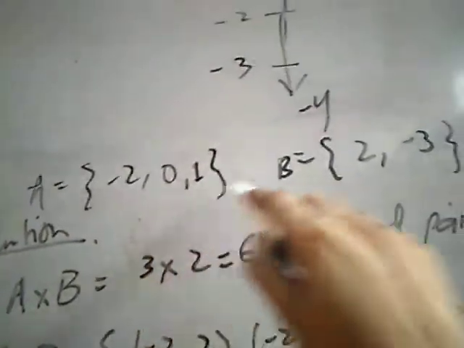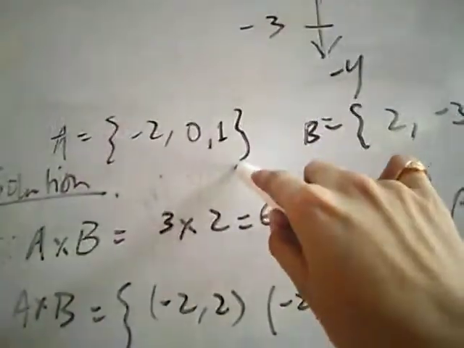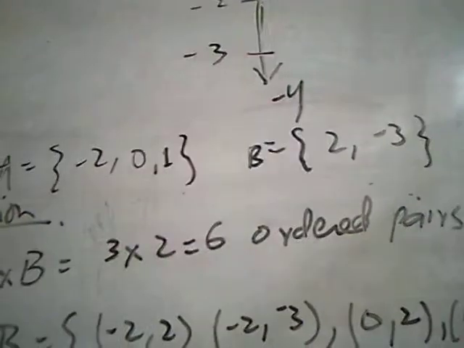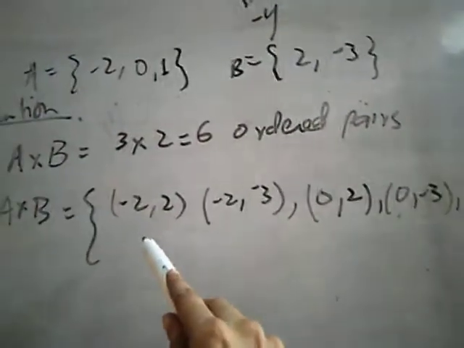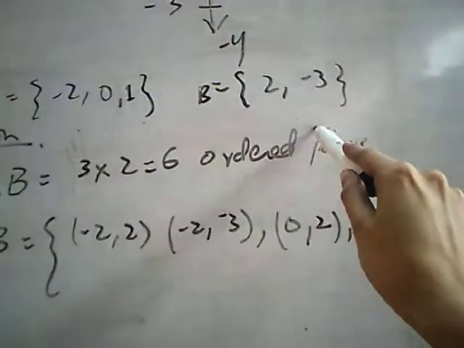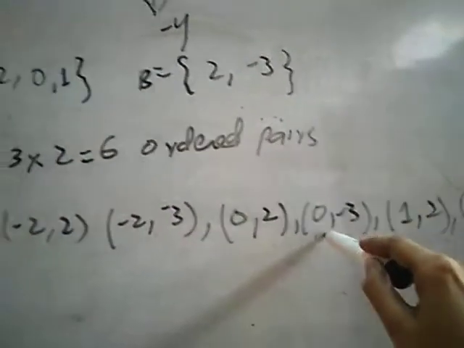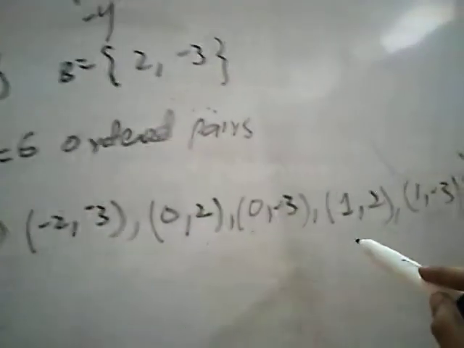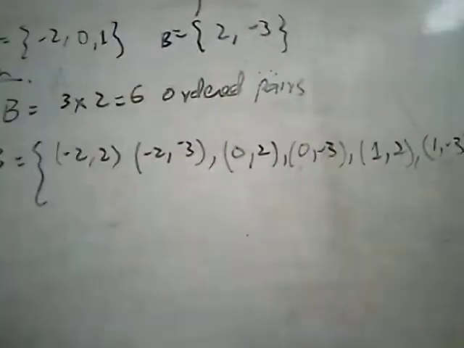So first take the first element of set A and pair it with all the elements of set B. Then take the second element of set A and pair it with all the elements of set B. Then take the last element of set A and pair it with all the elements of set B. Doing the same sequencing, -2 pairs with 2, -2 pairs with -3. Then take 0, pair with 2, pair with -3. Take 1, pair with 2 and pair with -3. So this is our A cross B.